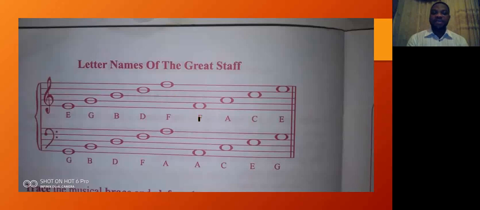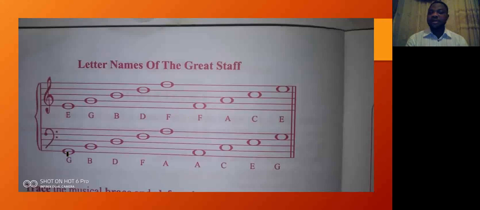Now, look at the spaces. Look at F, A, C, E, or you say Father Abraham cooks egg. The first space is F, second space is A, third space C, and the fourth space is E.